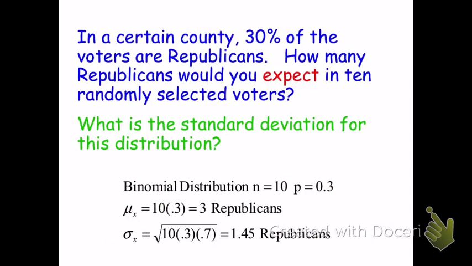Okay, this is if it said how many Republicans would you expect and what is the standard deviation. You are just using the formula: n times p, and the square root of np(1 minus p). So you're just inputting into the formula. If it ever asks, it'll just ask you for the mean and standard deviation. It won't ask you in a tricky way.